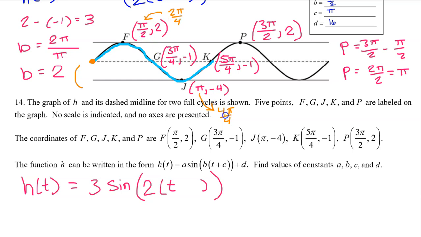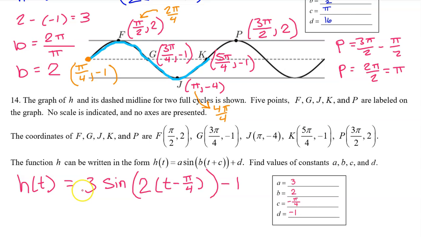So if I go from 4 pi over 4 to 3 pi over 4 to 2 pi over 4, then the next input value to the left will be 1 pi over 4, or simply pi over 4. Pi over 4 comma negative 1 for the midline. Since the phase shift is positive pi over 4, the c value will be negative pi over 4. These are always opposites. The d value simply corresponds to the midline, which is at y equals negative 1. So the d value is negative 1. And that's it for number 14. You can either record your answer like this, or leave it like this.